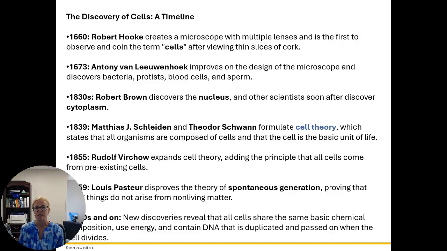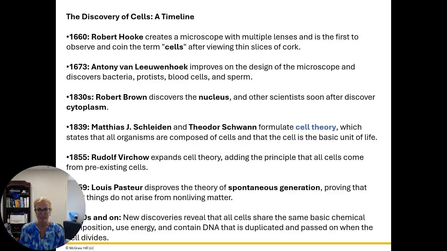So in 1660, Robert Hooke created a microscope. Basically, he just messed around with some lenses and he got them organized in such a way that he could actually see the cells of cork, which you think about like cork that goes in a wine bottle. That's exactly the same material. It's a part of a certain type of tree, and the cells are somewhat large, so he was able to actually view those.